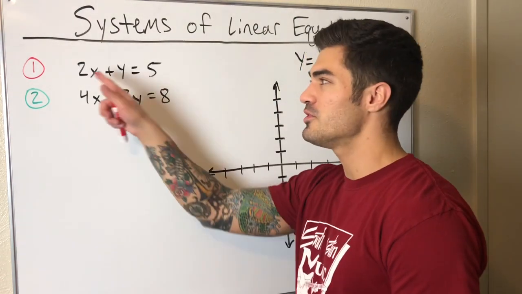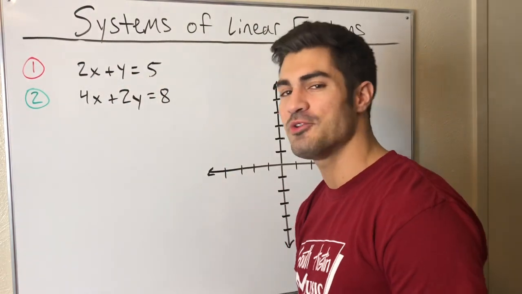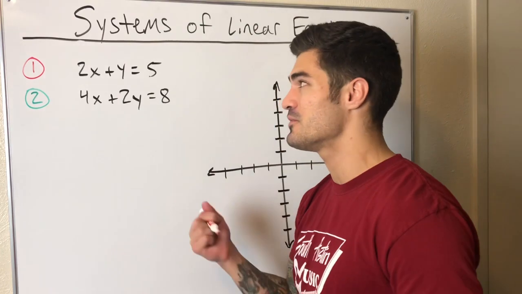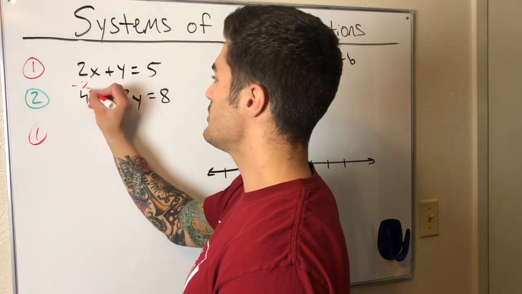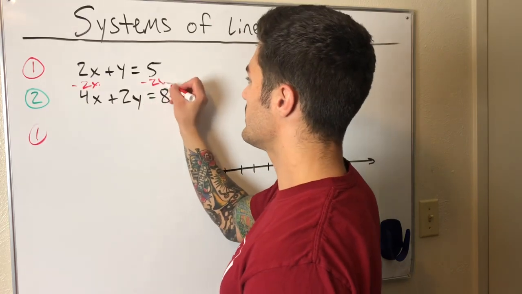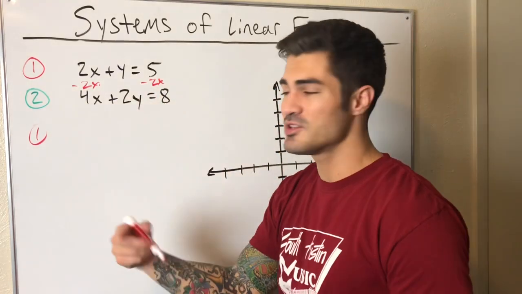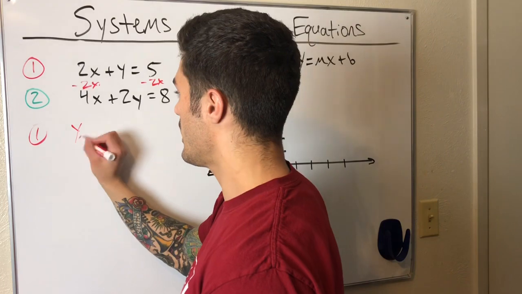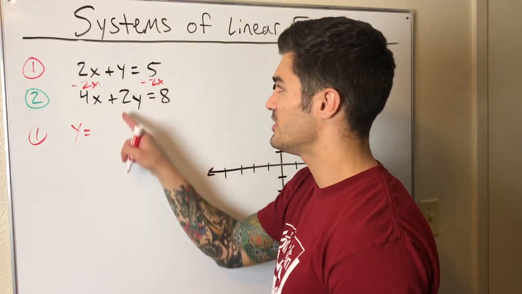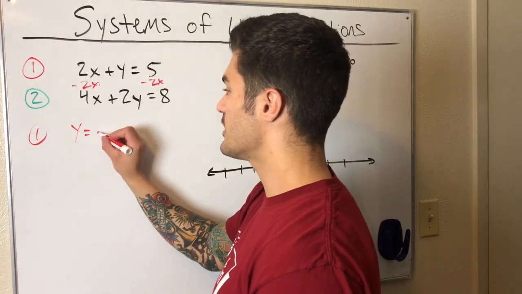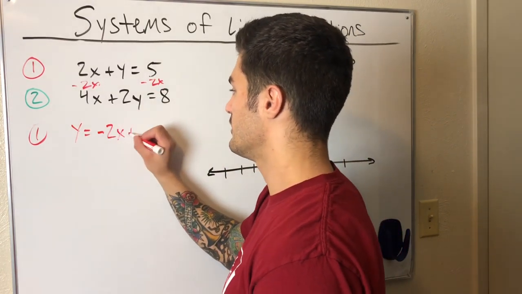All right, another example. Equation 1, I'm going to get it into y equals mx plus b form. That's my first step. So what am I going to do? Let's see. I'm going to subtract 2x from both sides. -2x minus 2x. And that actually does it. It's only one step in this case. Y equals, let's see, the 2x is gone. So I just have y on the left-hand side, and I have -2x plus 5 on the right-hand side.